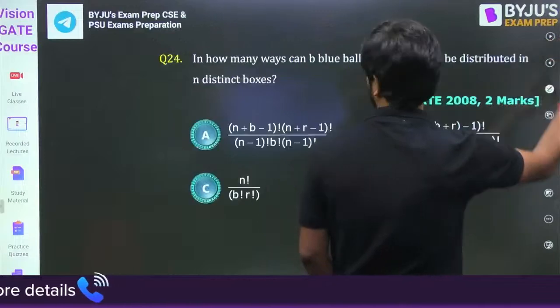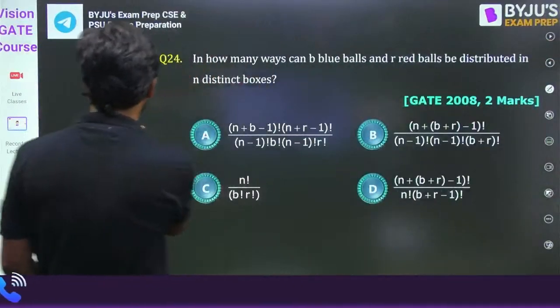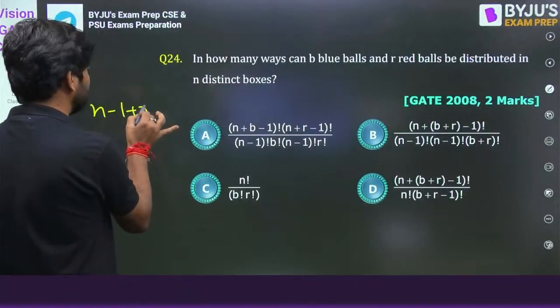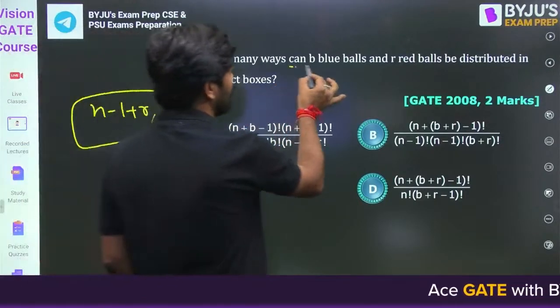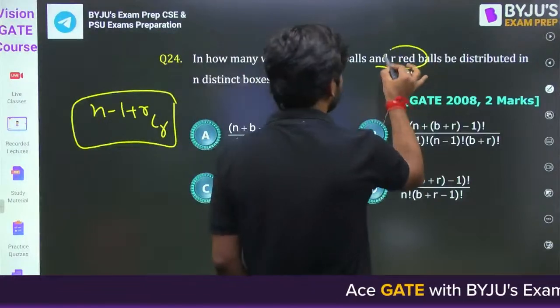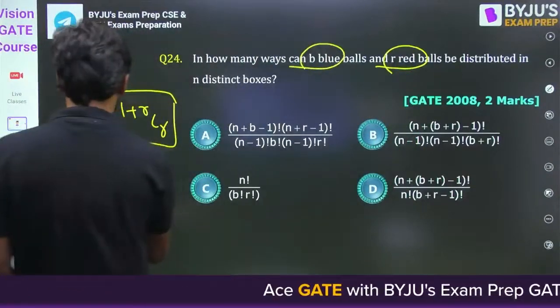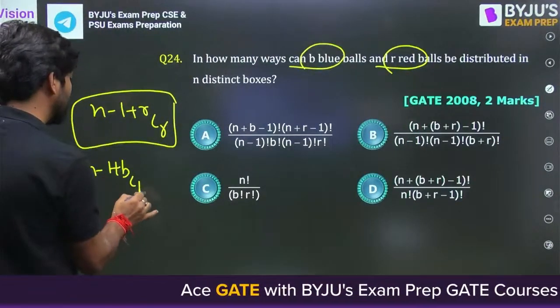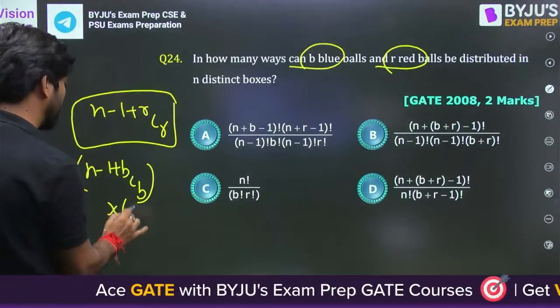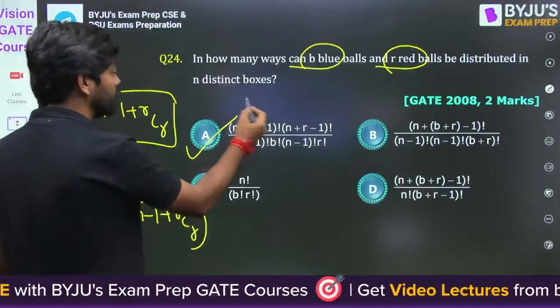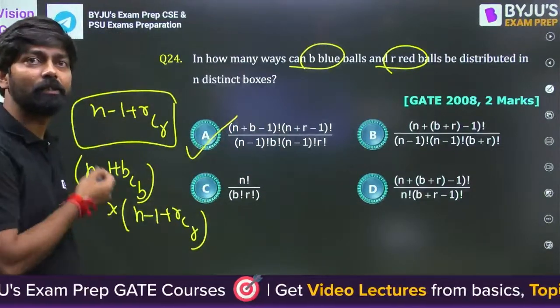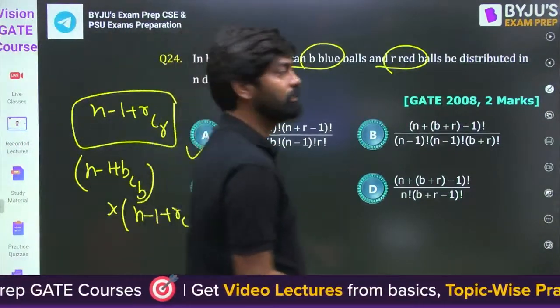Okay, I'm moving on now. This one is also based on the same formula, n minus 1 plus r C r. And if you multiply, because they are asking about B blue balls and R red balls, you get n minus 1 plus B C B into n minus 1 plus r C r. If you multiply, you will get A as an option. So for this one, question 24, A is the correct option.